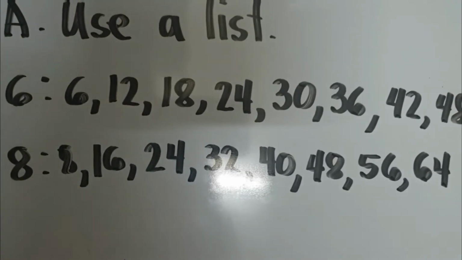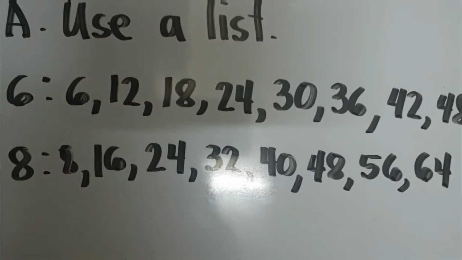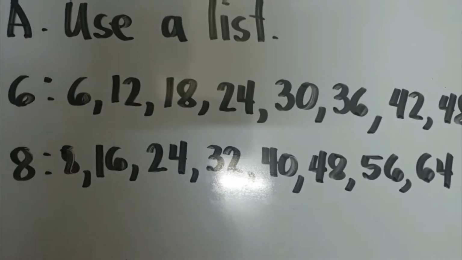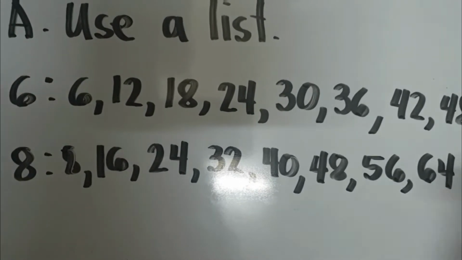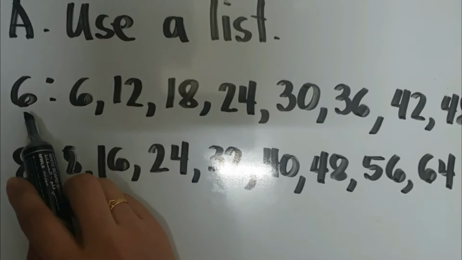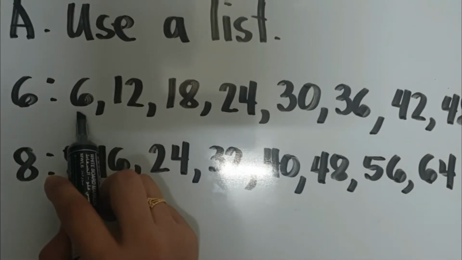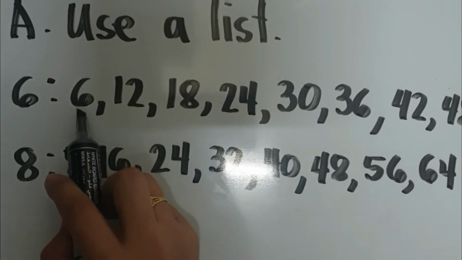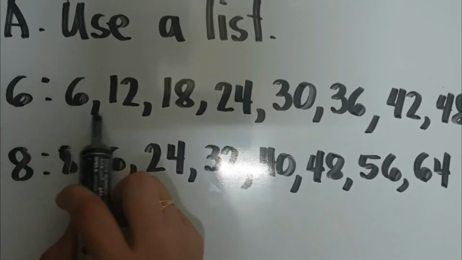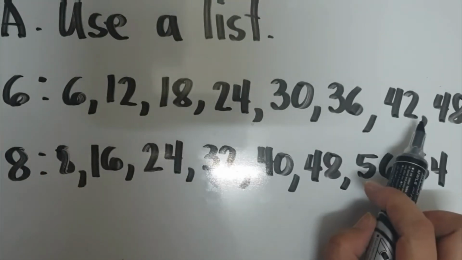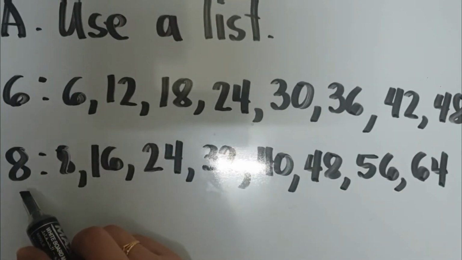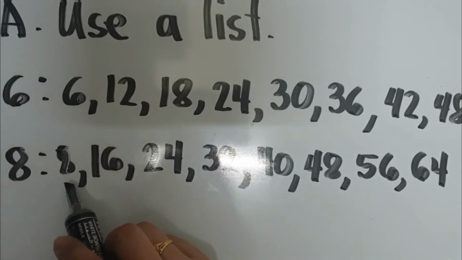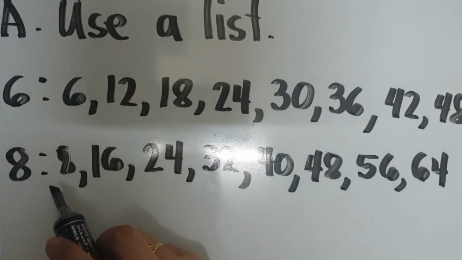Now, as you can see, to write the multiples, it is the same as skip counting. But you have to start with the given number. Since we are writing here the multiples of 6, we start with 6 and we skip count by 6. Okay? Then same thing with 8. Start with 8 and then skip count to write the multiples.